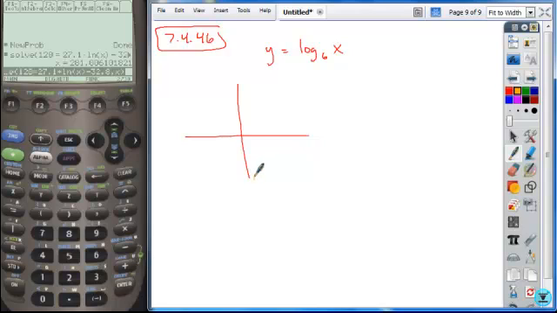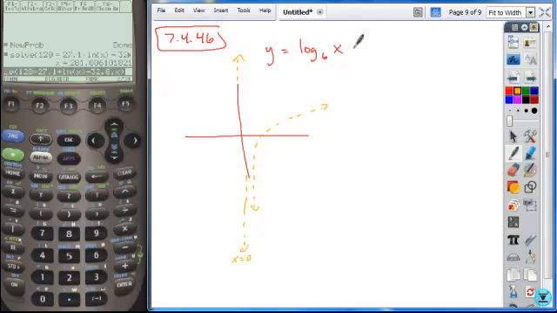So your log, the log that has that base looks like this. Okay, so that is the inverse of the growth model. And the vertical asymptote would be at x equals 0. All right, so that's your basic form.